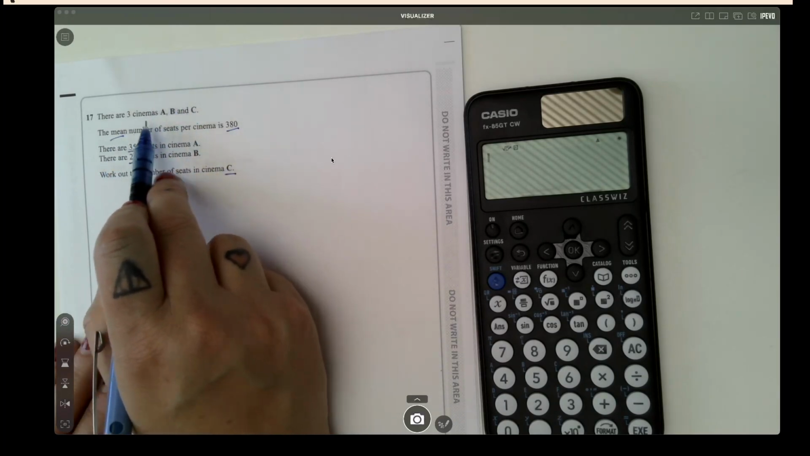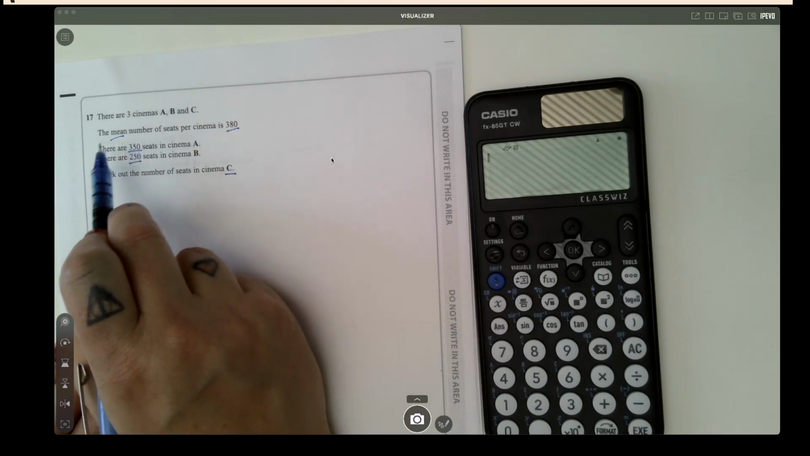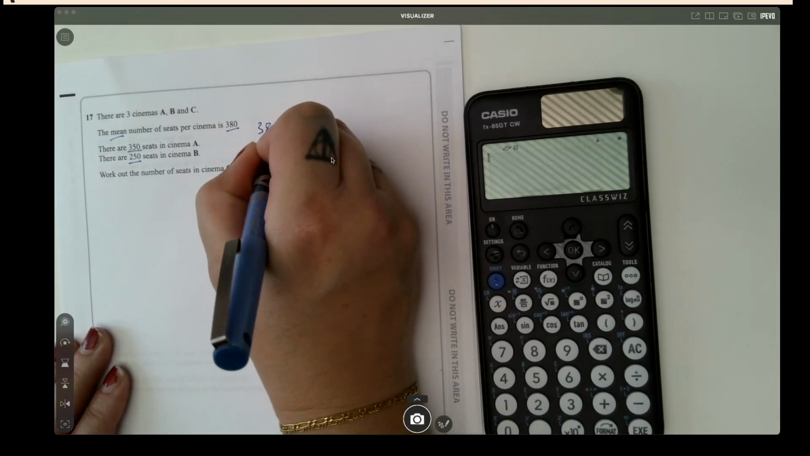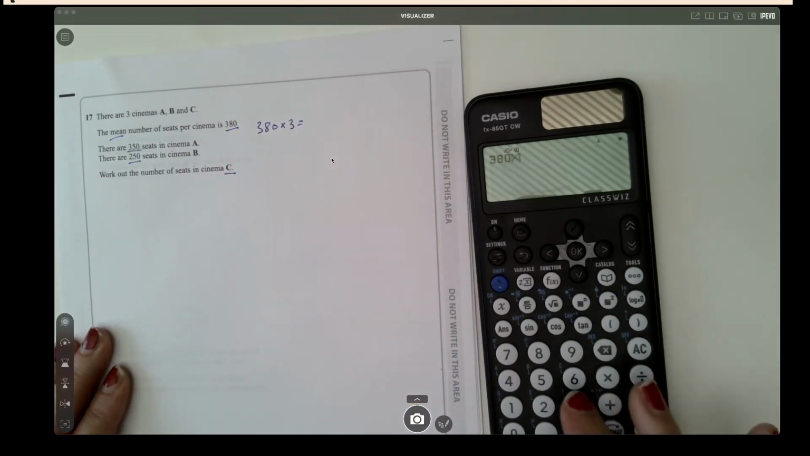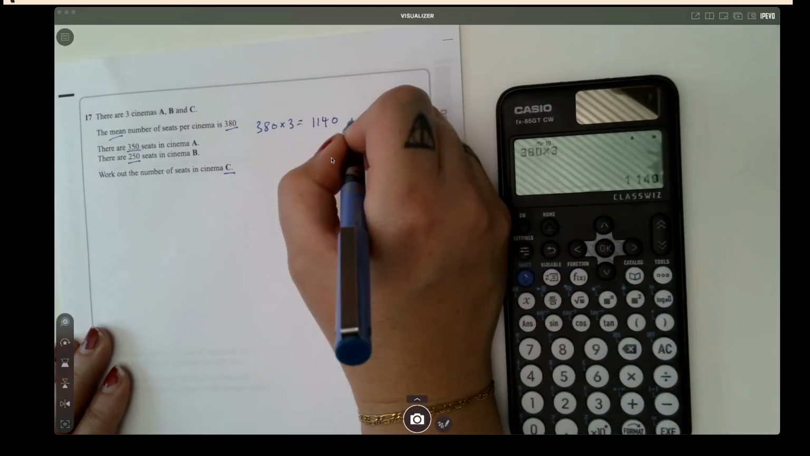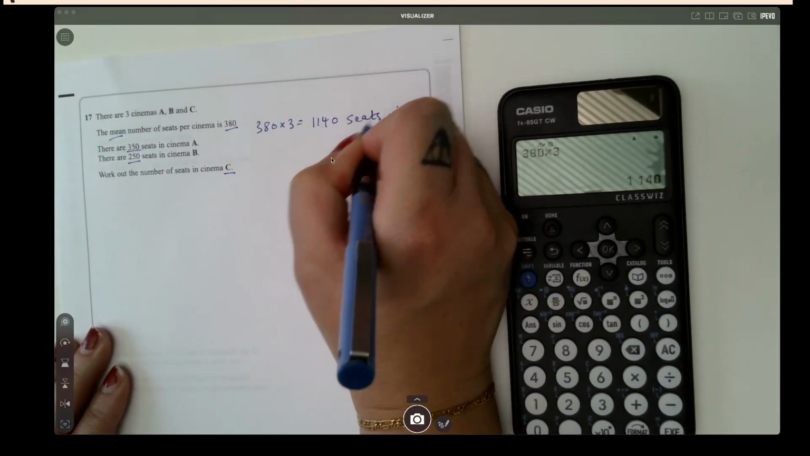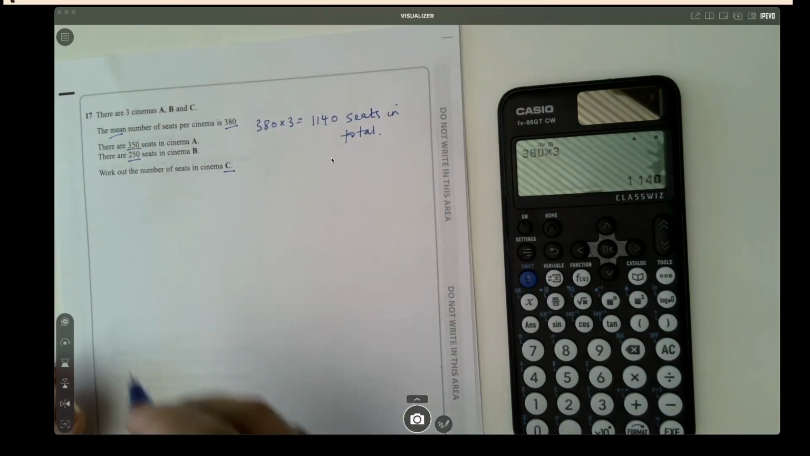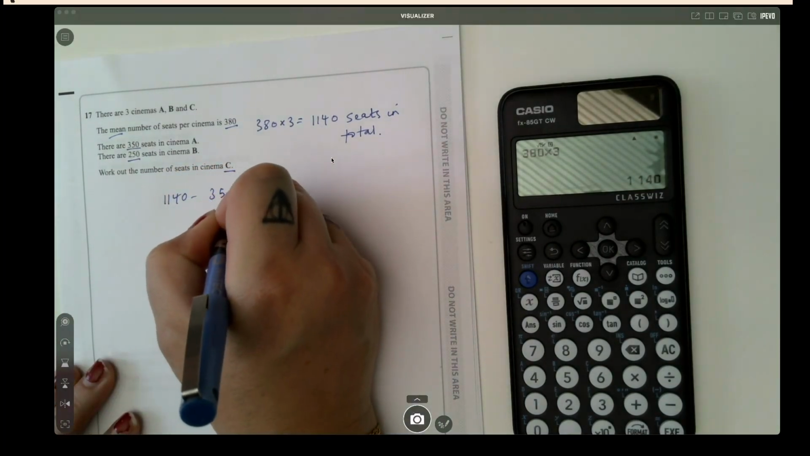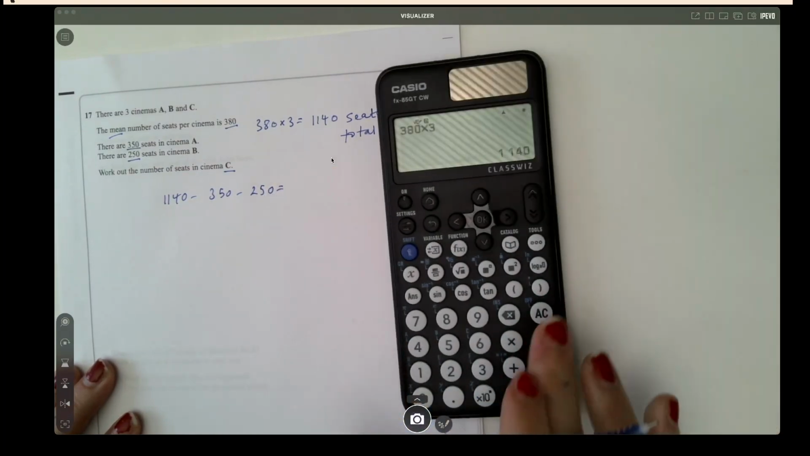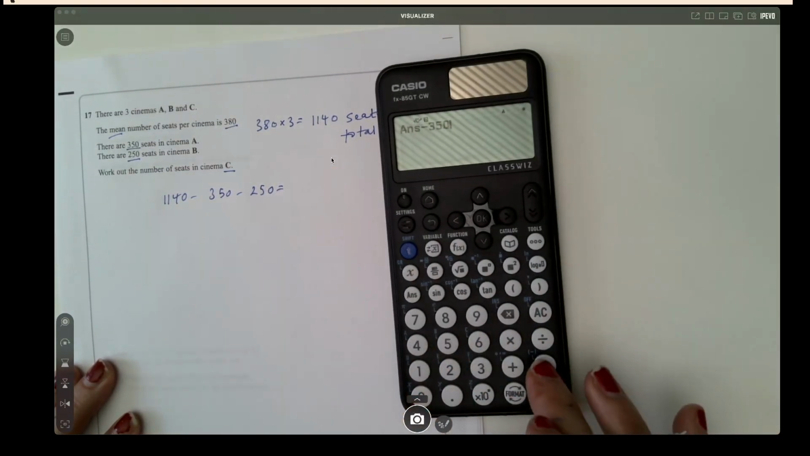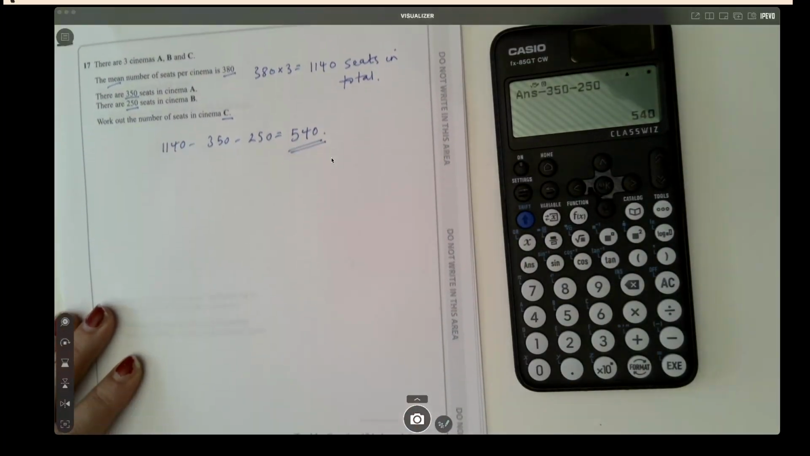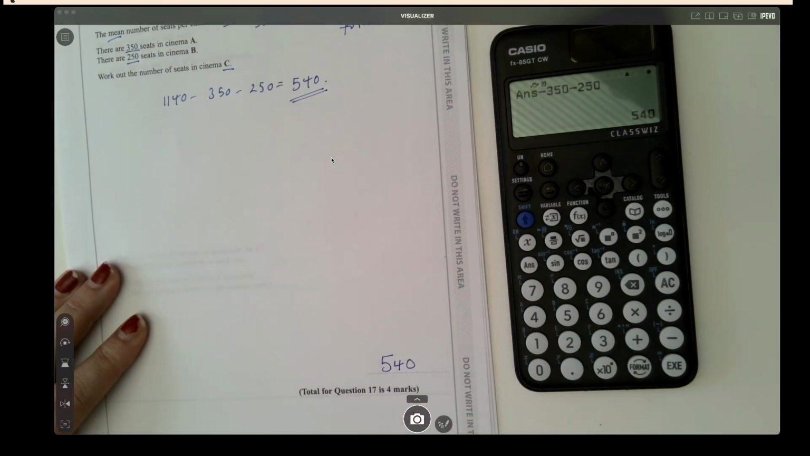So if the mean number of seats of those 3 cinemas is 380, we would have added the number of seats together and then divided by 1, 2, 3. So let's reverse that. So 380 times 3 tells us that there were 1,140 seats in total. So that's across all 3 cinemas. We know the number of seats in cinema A and cinema B, so let's take those away. Which leaves 540, so this must be the number of seats in cinema C.